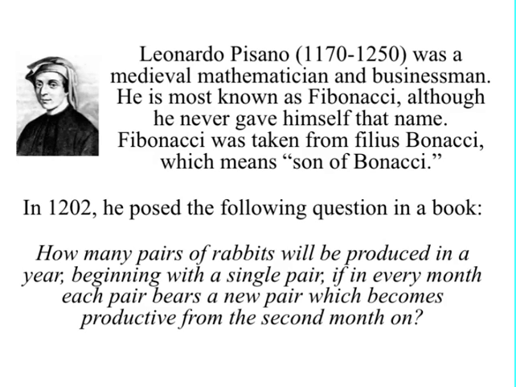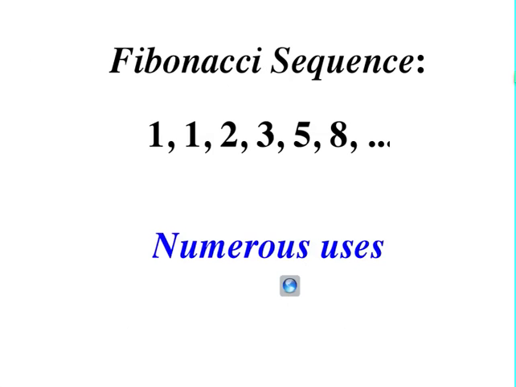In 1202, he posed the following question in a book. How many pairs of rabbits will be produced in a year, beginning with a single pair, if in every month each pair bears a new pair, which becomes productive from the second month on? And this is actually where the Fibonacci sequence was created. If you look at this, it's 1, 1, 2, 3, 5, 8. What would the next number be? 13. So look at the sequence. What do you think the next number would be?